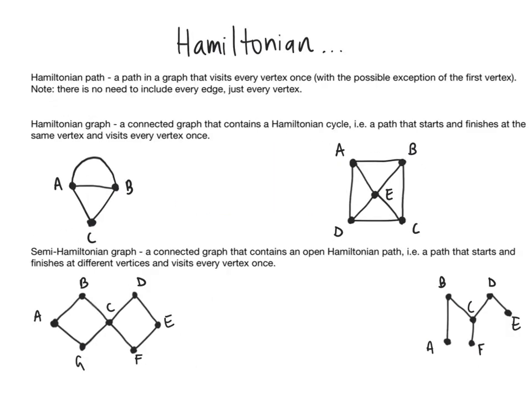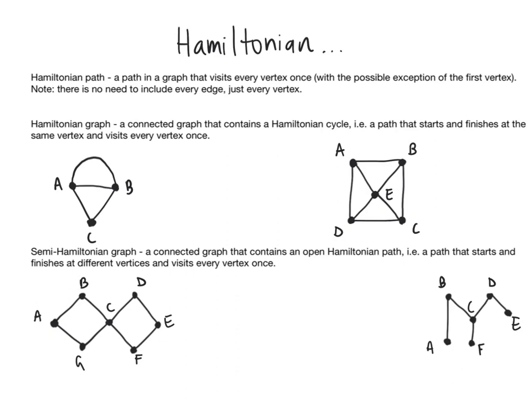Moving on to Hamiltonian paths, graphs, and semi-Hamiltonian graphs. A Hamiltonian path is a path that visits every vertex once. So the only possible exception to this is if you start and finish at the same vertex. Then, of course, we have repeated a vertex, but that is the only exception.